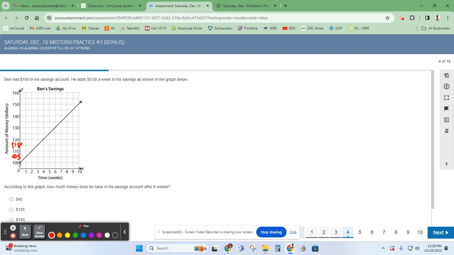So it says that he adds $5 a week as shown. According to this graph, how much money does he have at the end of 8 weeks? So we go to where the week is at 8, go up and look, and we see that it is 140.